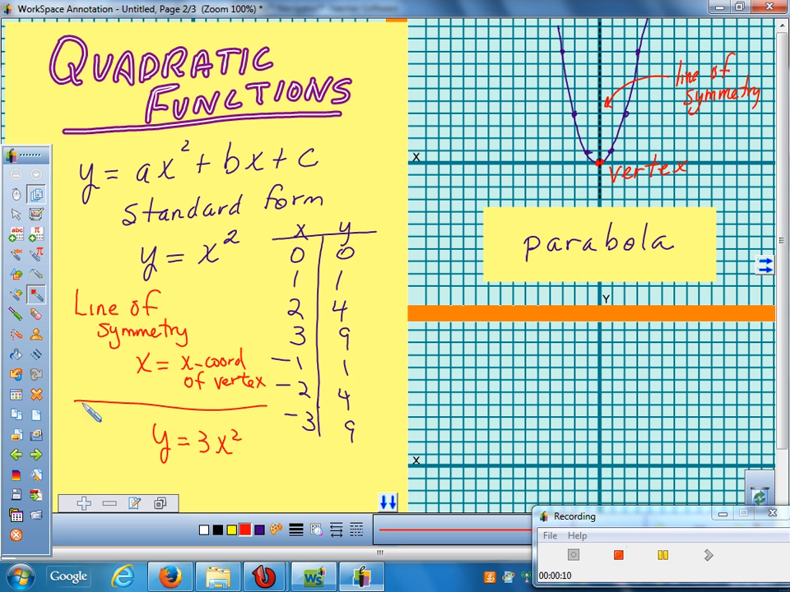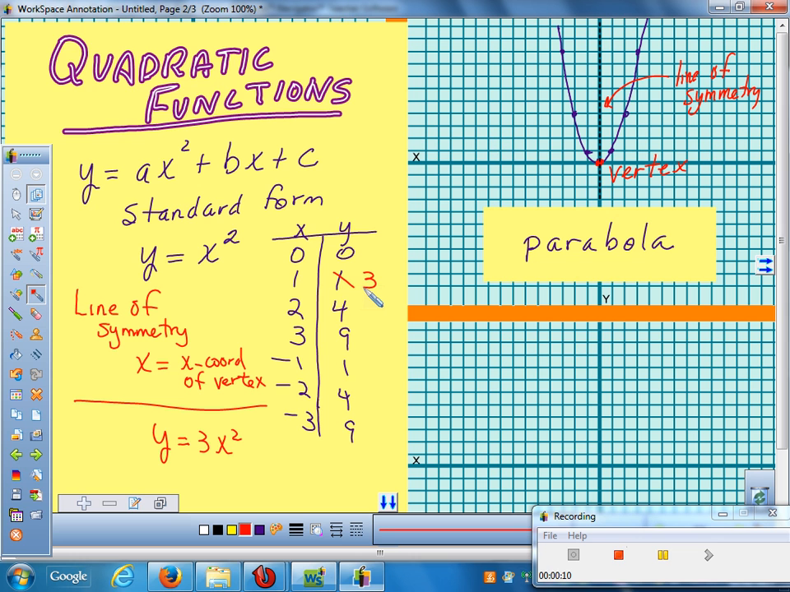What does it change? Because most of the time you're going to graph (1, 1), (2, 4), (3, 9). You're going to know those numbers in your sleep. Let's just do it with the numbers. If you sub 1 in for x, what do you get? 3. So instead of getting (1, 1), you'll get (1, 3).